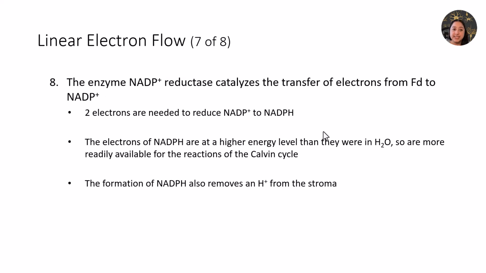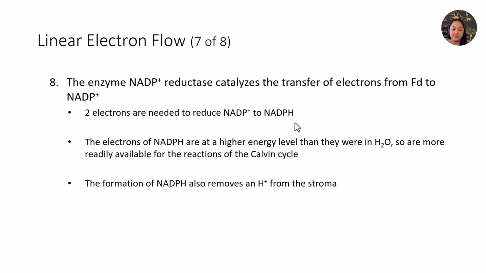And then lastly, the enzyme NADP plus reductase catalyzes the transfer of electrons from FD to NADP plus. And so 2 electrons are needed to reduce NADP plus to NADPH. The electrons of NADPH are at a higher energy level than they were when the electrons were in H2O, water. So the electrons in NADPH are more readily available for the reactions of the Calvin cycle.